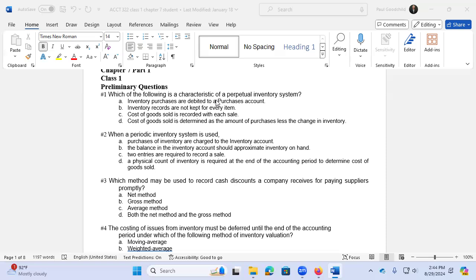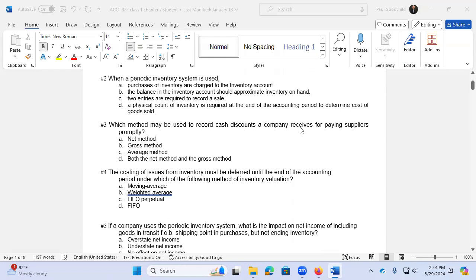Two entries are required to record a sale, so that's not in the periodic system. And then D, the physical count of inventory is required at the end of the accounting period to determine the cost of goods sold. And that's the answer. Okay, so the answer is D.